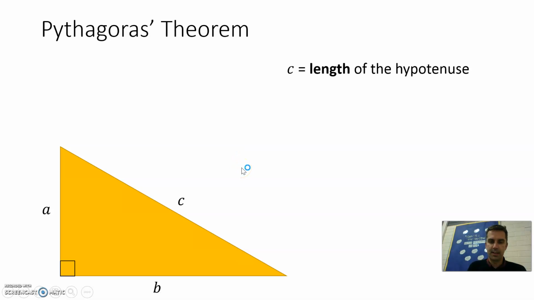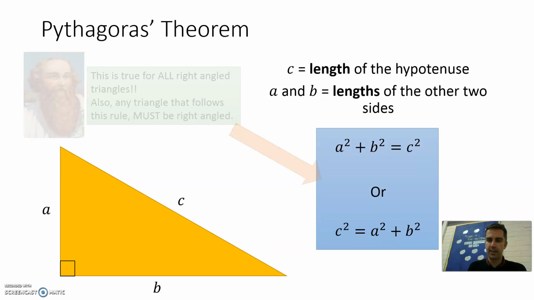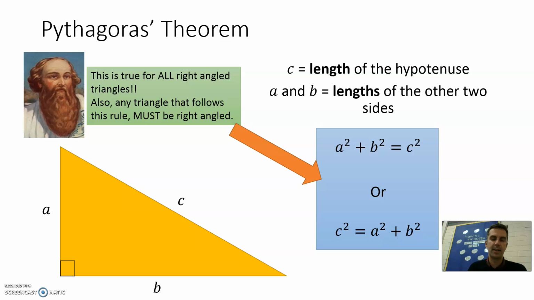We always say that C is the length of the hypotenuse and A and B are the lengths of the other two sides. And the theorem basically says that if we do A squared plus B squared, that has to equal C squared. Or the other way around, C squared equals A squared plus B squared. So that's what Pythagoras' theorem says. This is true for all right angle triangles. And if a triangle follows that rule, it must be right angled.